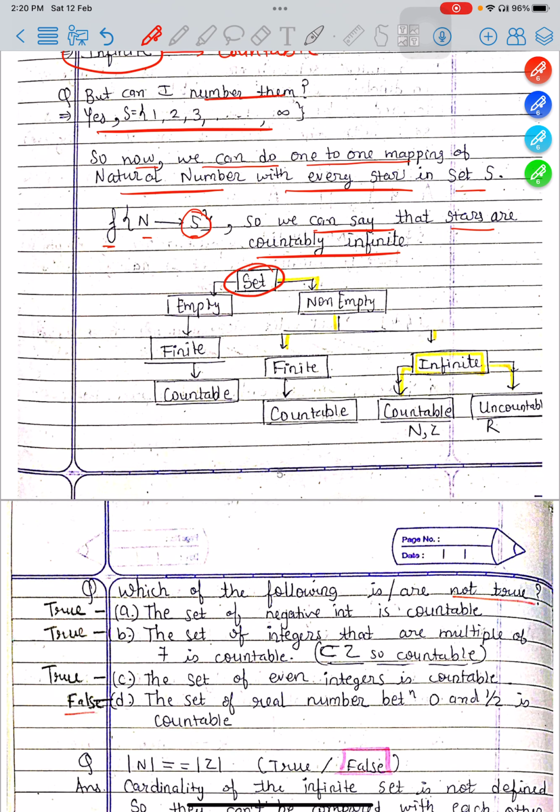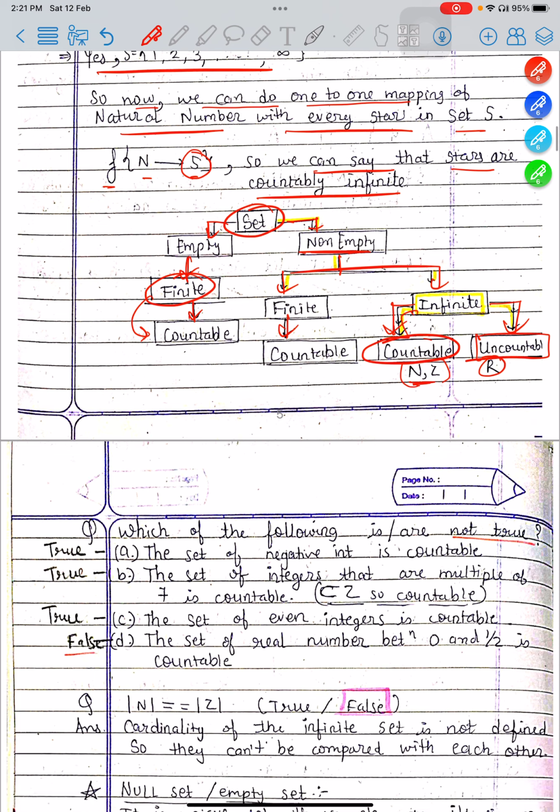So sets are of two types: empty set and non-empty set. Finite, countable. Finite sets will always be countable, there is no doubt in it. But a non-empty set can be both finite and infinite. Finite are always countable, infinite can be countable as well as uncountable. Countable infinite examples have been given before, that is integers and natural numbers. An uncountable example is the real numbers.